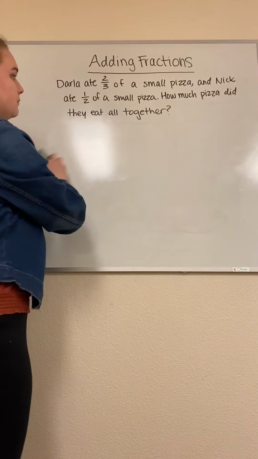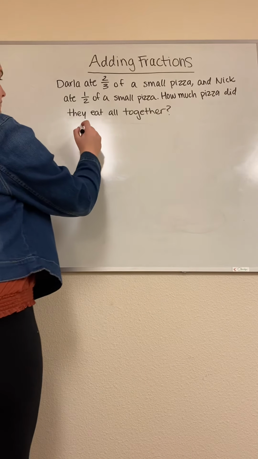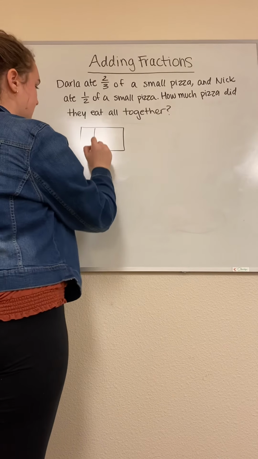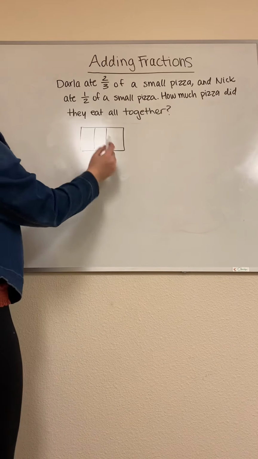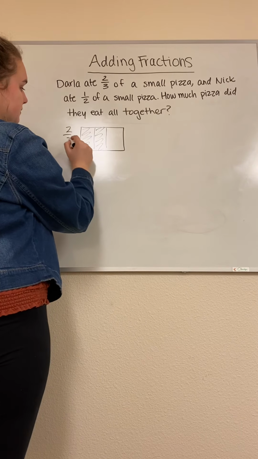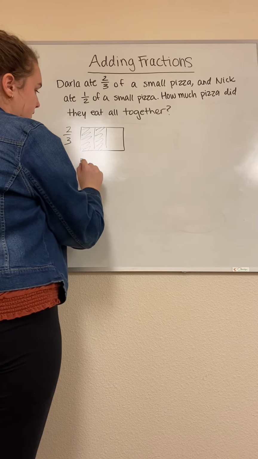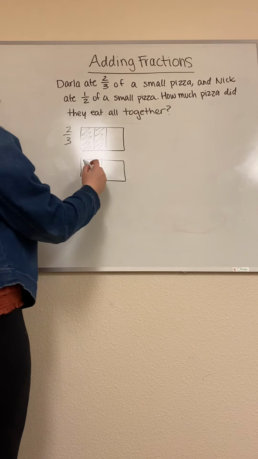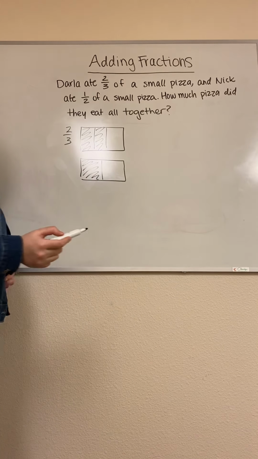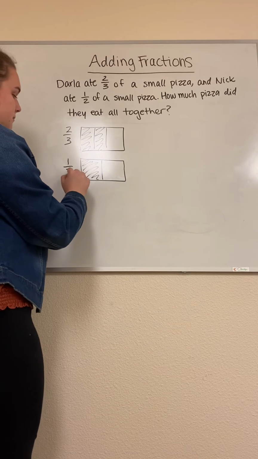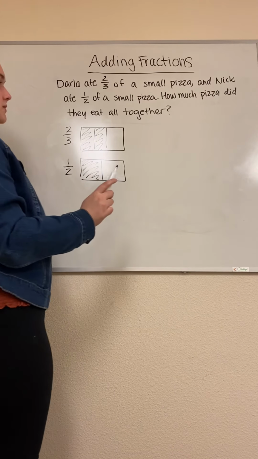So when we're looking at 2/3, we have our whole here. Let's pretend it's a square pizza. And we have 3 units, and we have 2 of these colored in. So this is our 2/3. And then for Nick, we have the same size pizza, but his is split in half. So he has all of this. So what we want to do is create a common denominator, or split the pizza into equal size pieces.